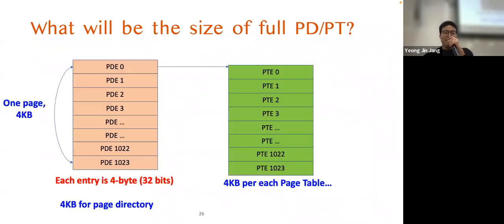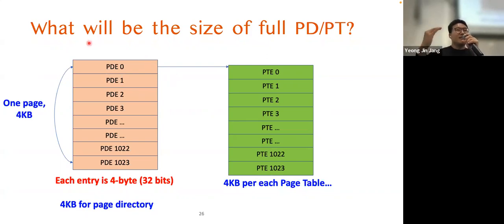Then you might be curious about what the size of the full-blown page table and page directory will be. So in this case, let's look at the minimal size of the page directory and page table. Suppose you only translated virtual address 0 to physical address 0.